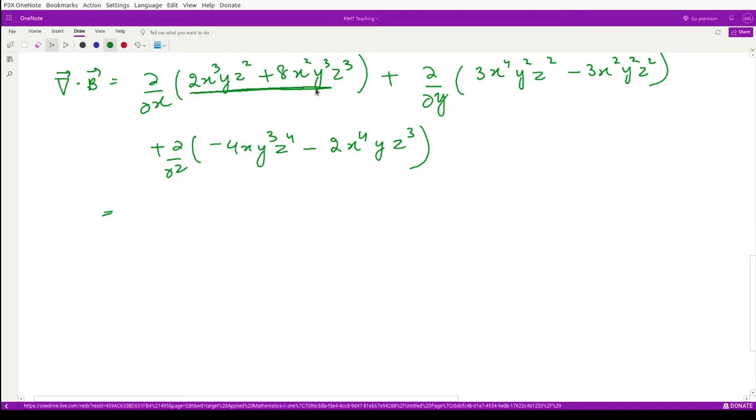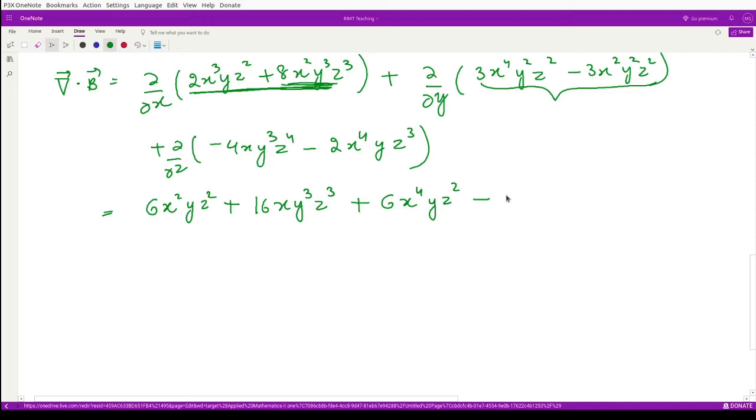When you perform this partial differentiation with respect to x, you will obtain 6x square y z square, and the next quantity is obtained when you perform the partial differentiation of this term with respect to x, so that would be 16x y cube z cube. Then when you perform the partial differentiation of this term with respect to y, you will obtain 6x to the power 4 y z square, and then minus 6x square y z square, right? So you can clearly see this term cancels with this one.